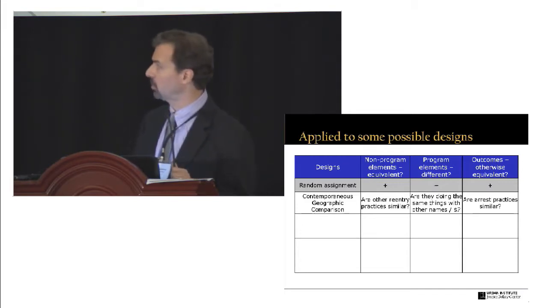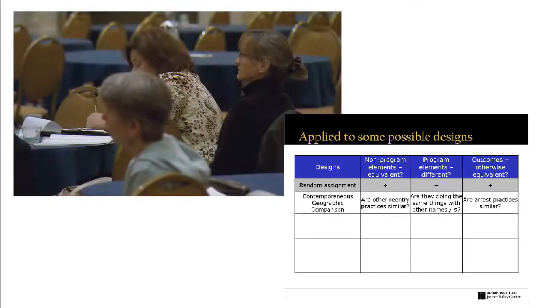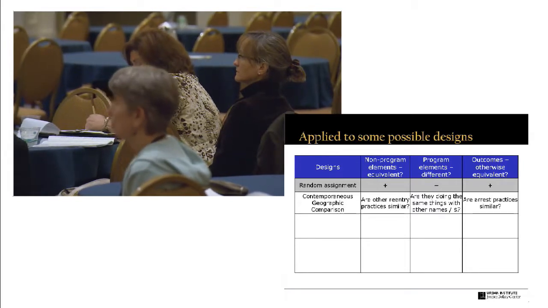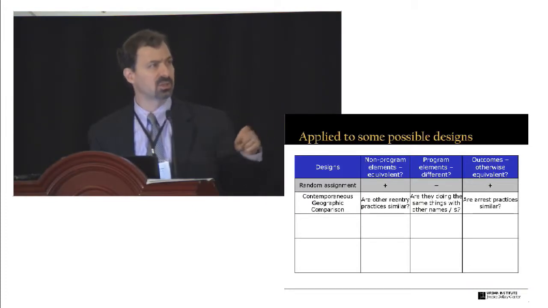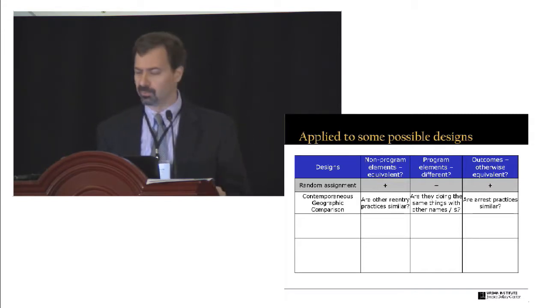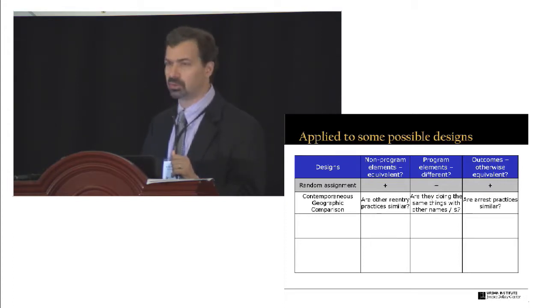Another possible design is a contemporaneous geographic comparison. You look for another jurisdiction that you want to use as your comparison. So then you have to ask yourself some questions. Are the non-program elements equivalent in the other place? The things that you don't consider part of the program, that's not what you want to evaluate, are they actually the same in both jurisdictions? On the other hand, are the program elements that you do want to evaluate actually different? Is the other jurisdiction not providing those? And then, of course, do you have reason to believe that the outcomes would be equivalent without the program in these two jurisdictions? For example, are the arrest practices similar?